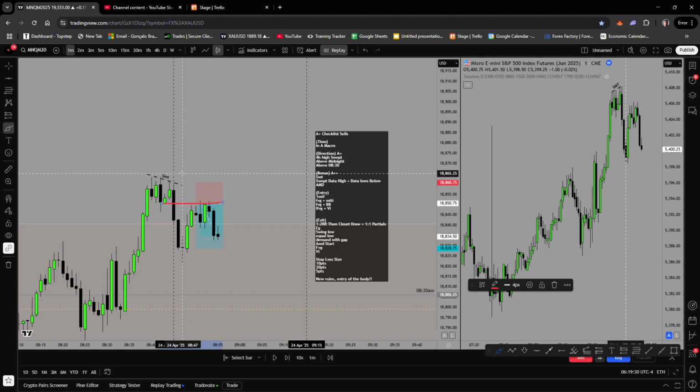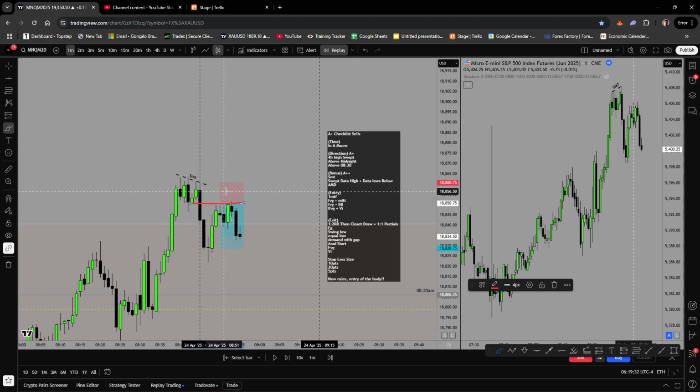And now breakers and mitigations are very similar. The only difference is if it's a breaker, we're going to sweep the high and then come back down. In this instance, we haven't swept the high, which is fine. These are still pretty good. Breakers I actually do prefer, but mitigations are still valid if we have that fair value gap overlapping.